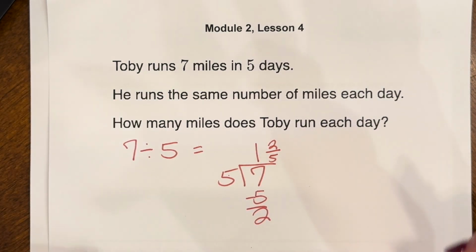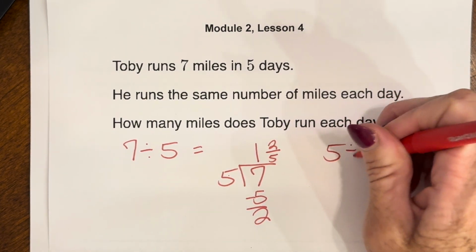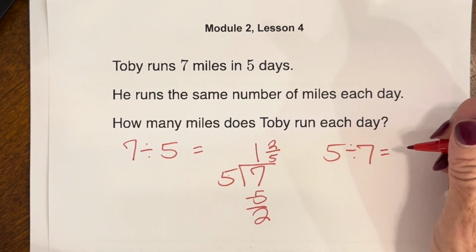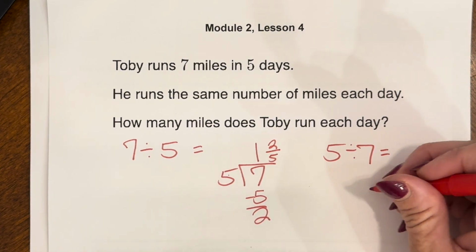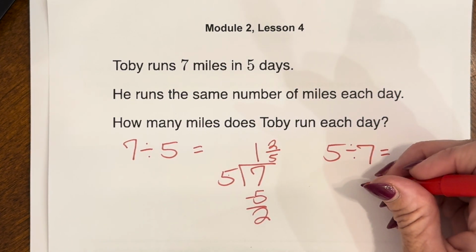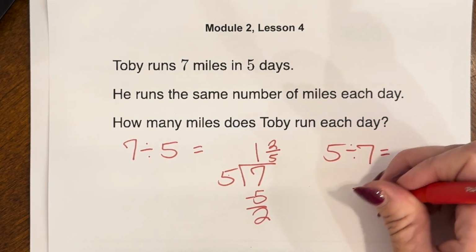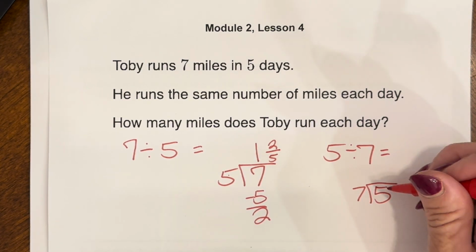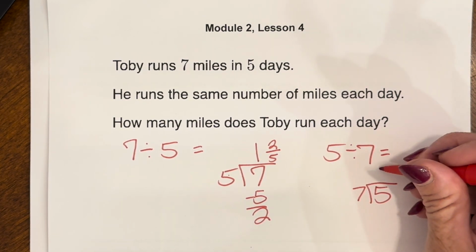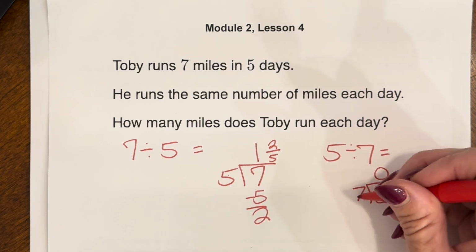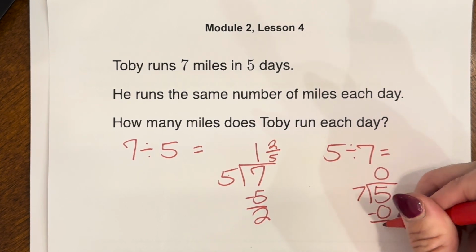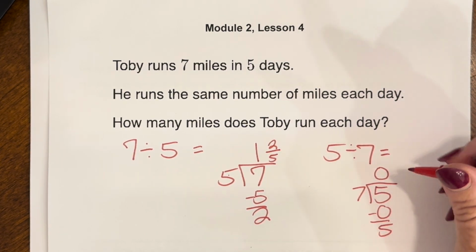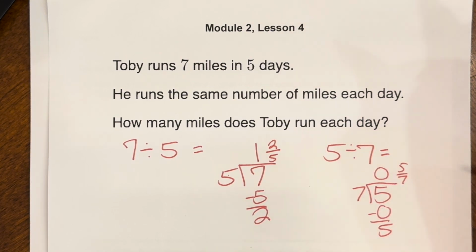What if I had thought it was the other way, and I had thought it was 5 divided by 7? Well, I could set it up like this then. So 5 divided by 7. And I know if I have 5, I can't put it into 7 groups. So I'd have a 0. And I'm left with 0 and 5/7.